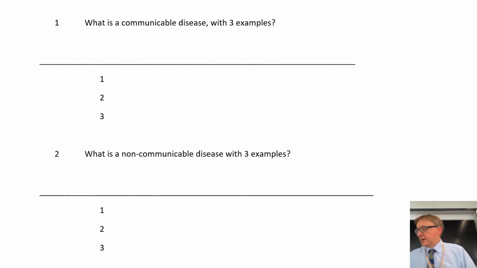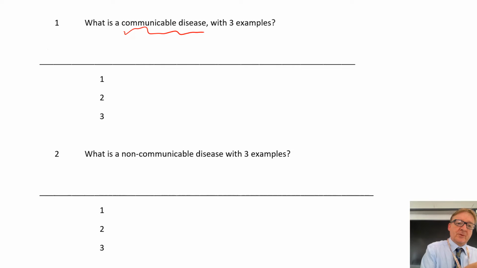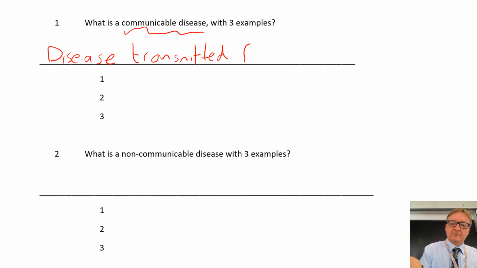Okay, now what is a communicable disease with 3 examples? So what communicable means is it can be transmitted to somebody else by some sort of contact. So basically a communicable disease is a disease transmitted from person to person.